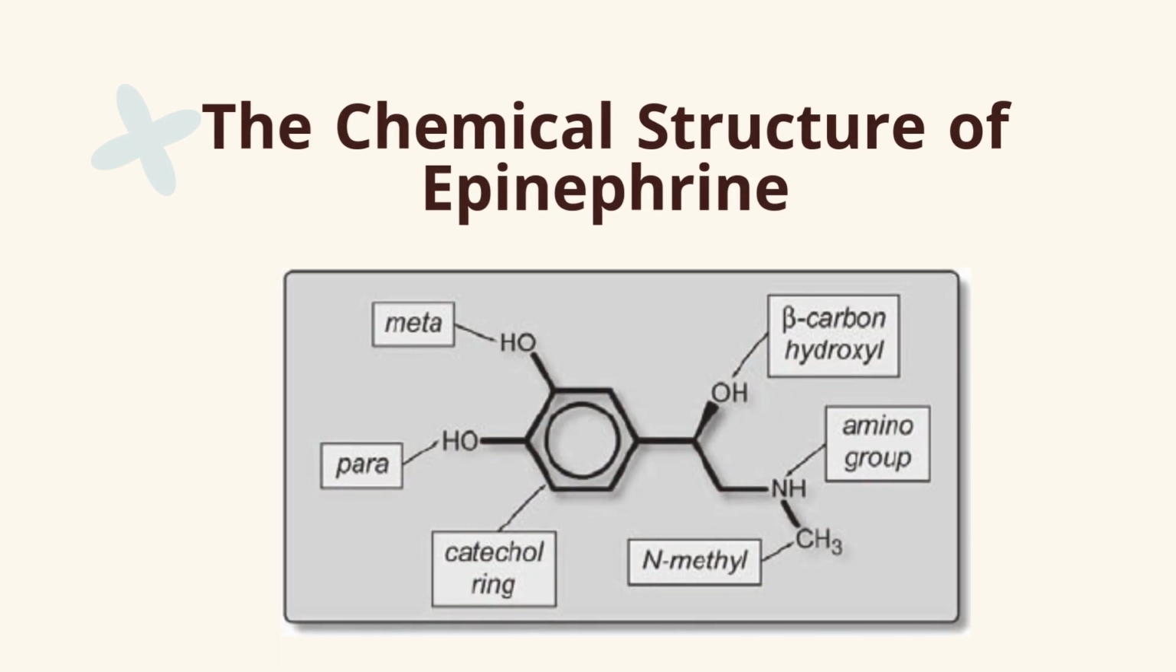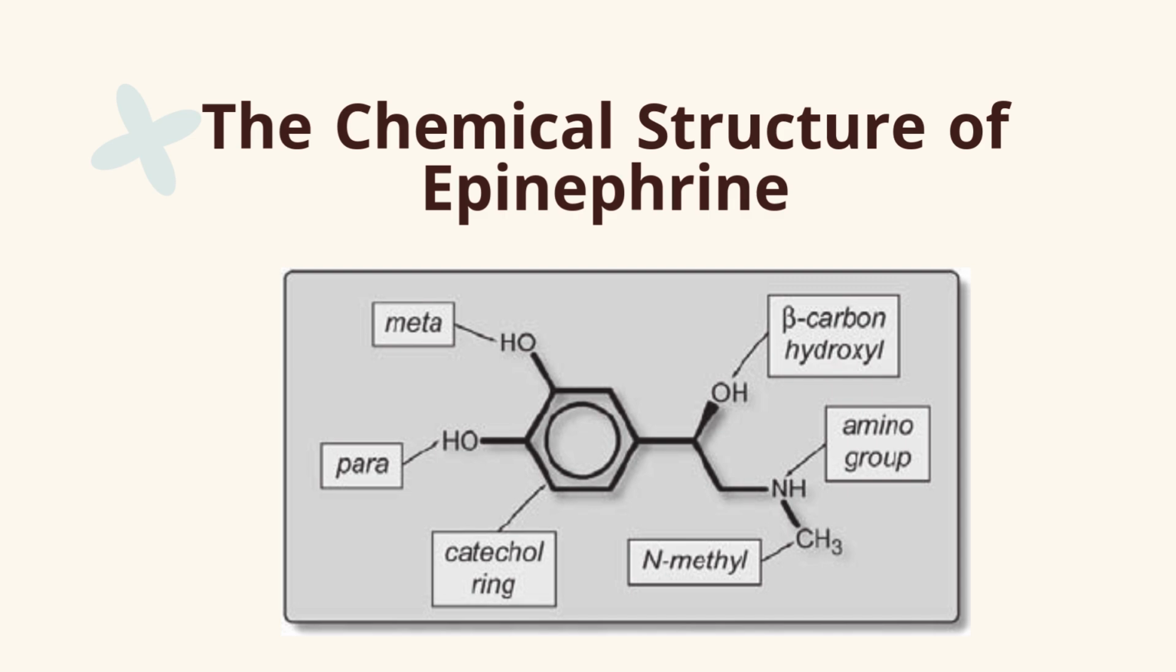Epinephrine has the molecular formula C9H13NO3 and features several functional groups. Catechol group, a benzene ring with 2 hydroxyl groups at positions 3 and 4. Amine group, NH2, attached to the side chain. Beta hydroxyl group, OH, also on the side chain. Importantly, epinephrine has 2 chiral centers. 1, carbon 1, C1, the carbon attached to the beta hydroxyl group. 2, carbon 2, C2, the carbon attached to the amine group.